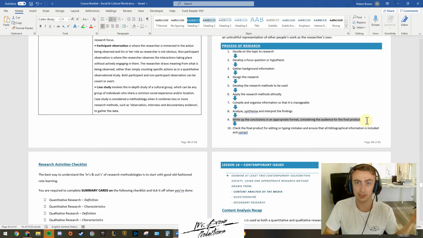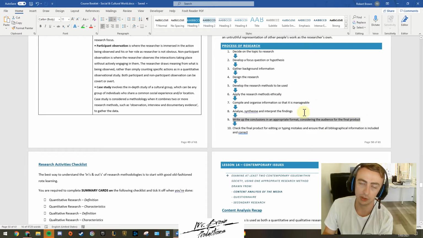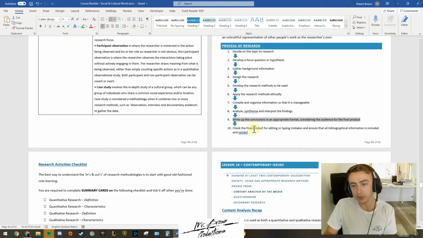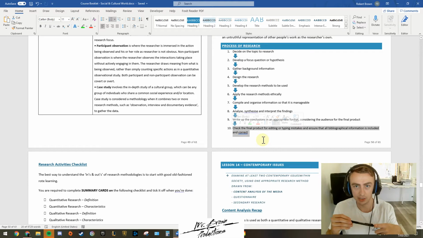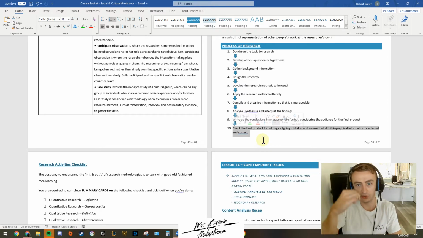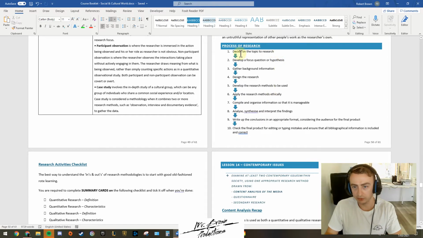So then once you've done all that, you pretty much write it up. Now, I'm still not saying that that's an easy task in and of itself, but it's way better if you've done all that background work before you actually go to write it. And then the last step is obviously you've finished it, you've written it, and then you're just checking it for any typos, edits, making sure your bibliography and footnoting is all done and correct. So they're the 10 steps of research. If you follow them in order, you can't go wrong.